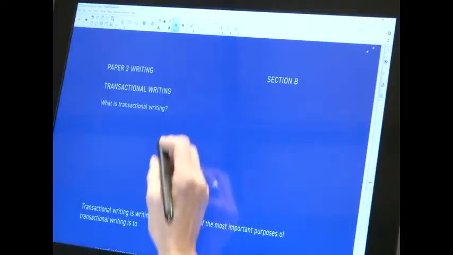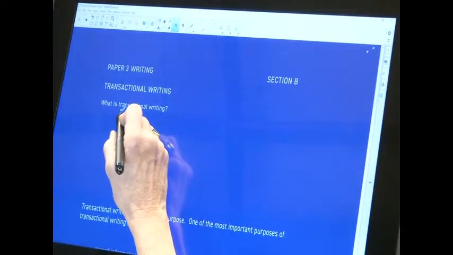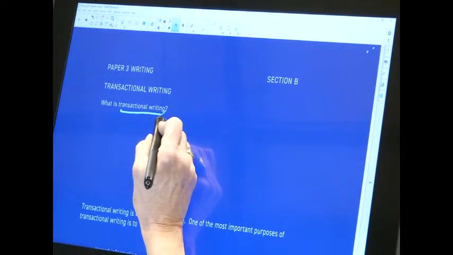For this afternoon, I've chosen a combination of writing and literature. Writing because you want to get the highest possible mark for your writing that you can possibly get. And I want to look at the transactional section, and we're going to look specifically at a report. So I've started with what is transactional writing, because I think it's quite important here that you have in your head some idea of what we are talking about.